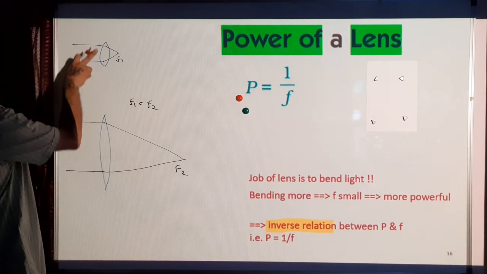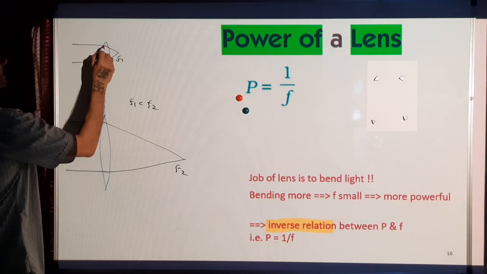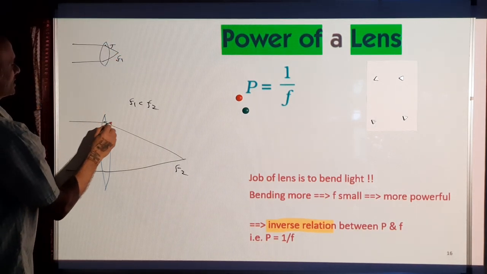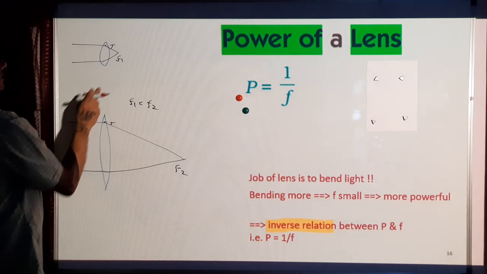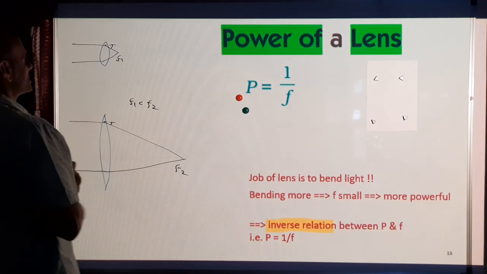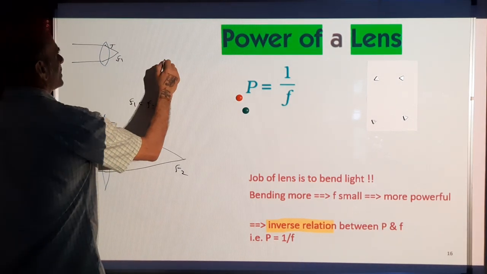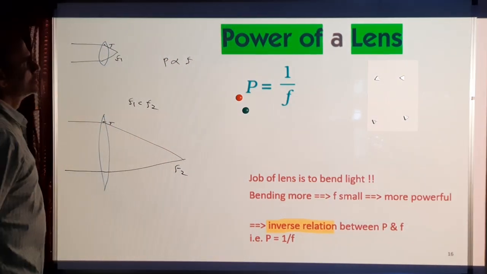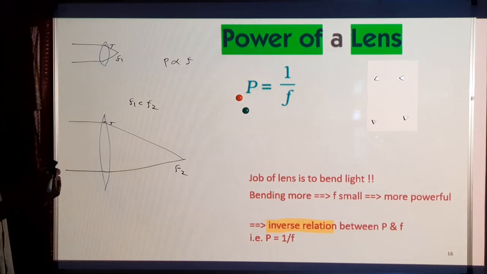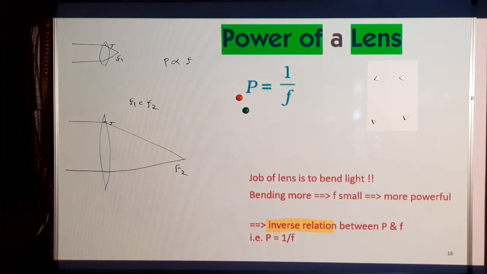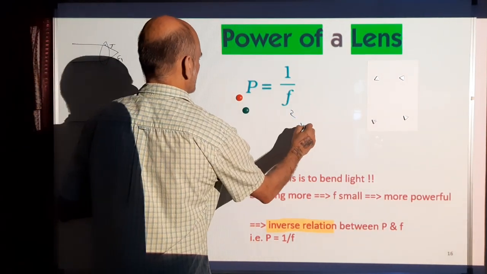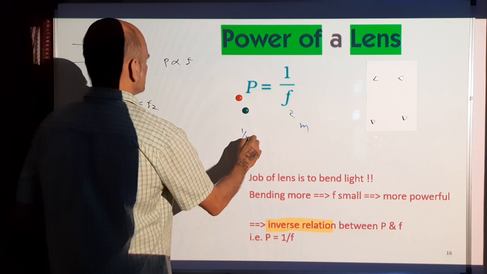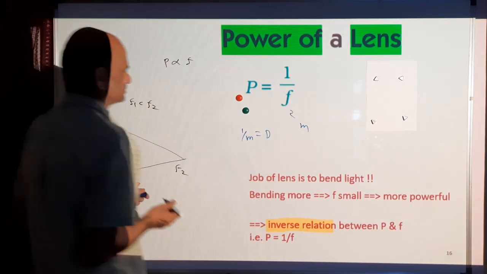But this lens is powerful because it's bending the light more. This is the amount of bending here, and here this is the amount of bending. Okay, so when the focal length is small, the lens is more powerful. So there is an inverse relation between the power and the focal length. So power is defined as 1 by f. And if the focal length is measured in meters, the unit of power is 1 by meter, which is called diopter in SI units.